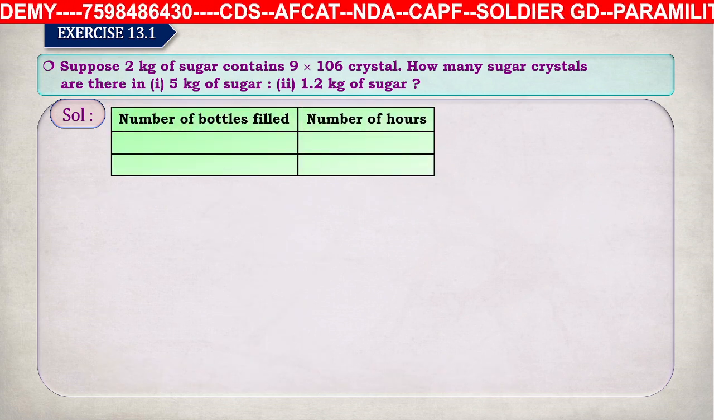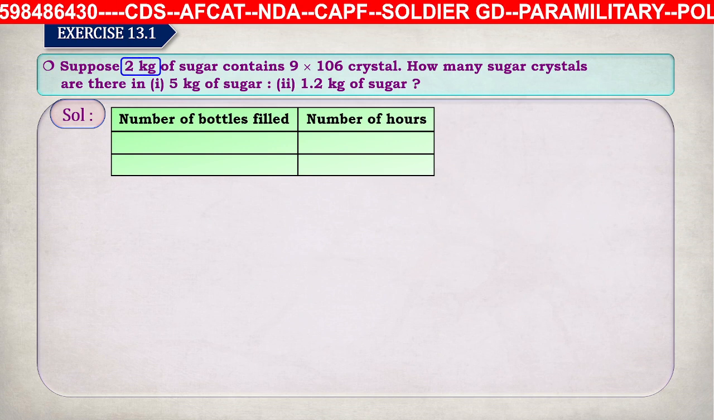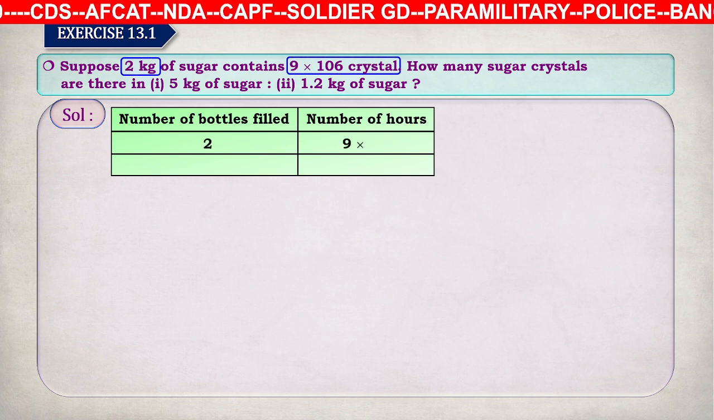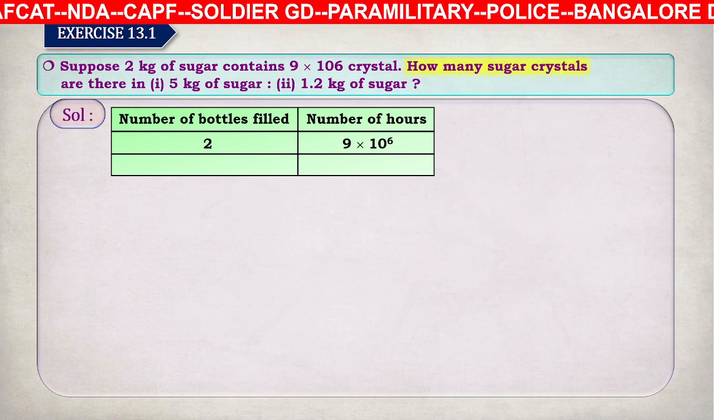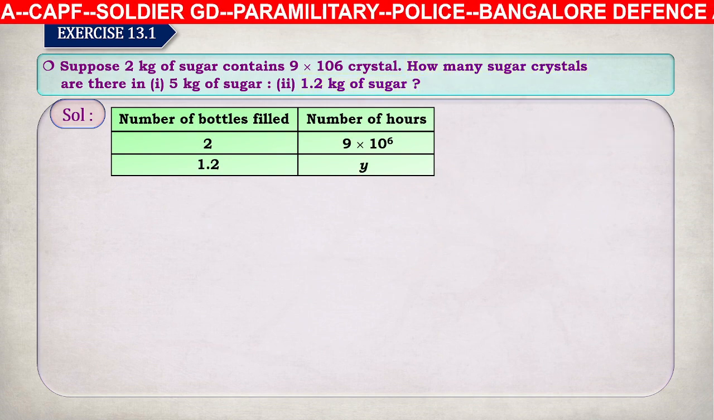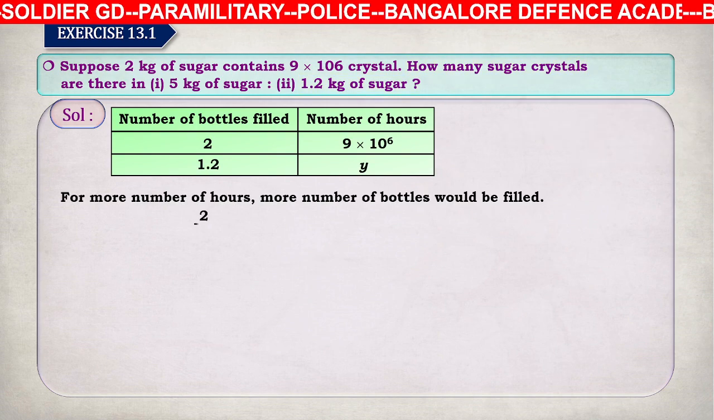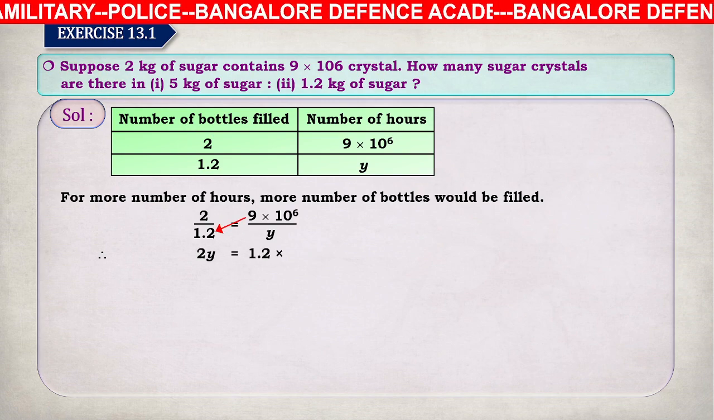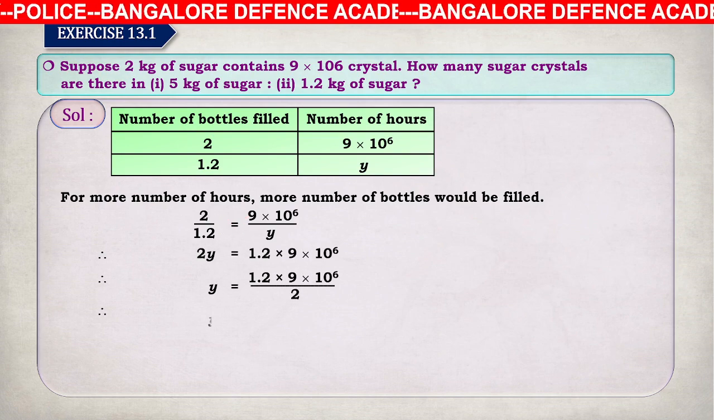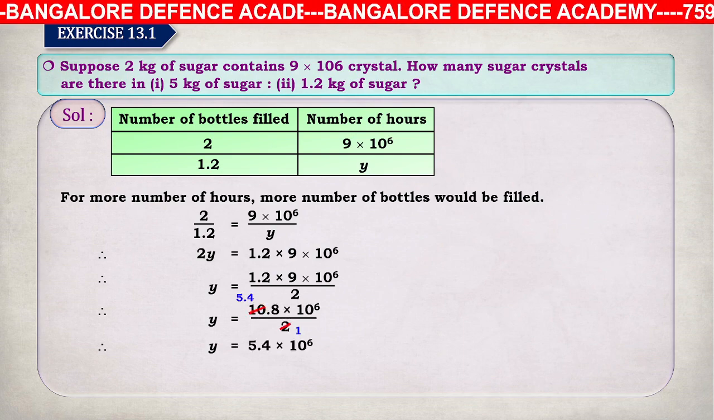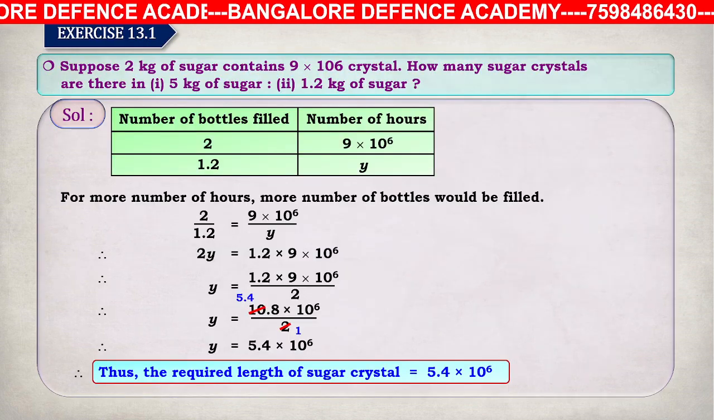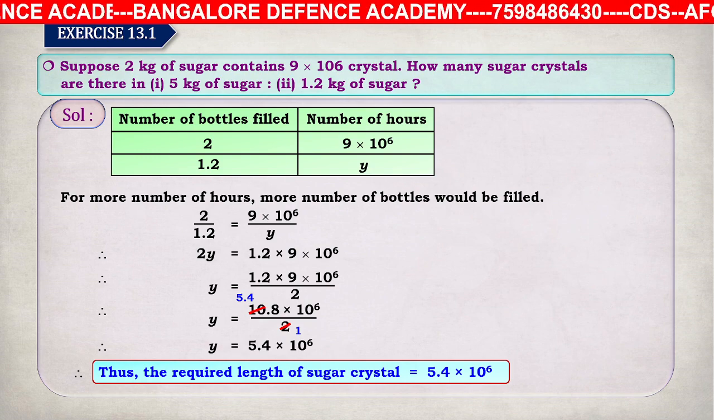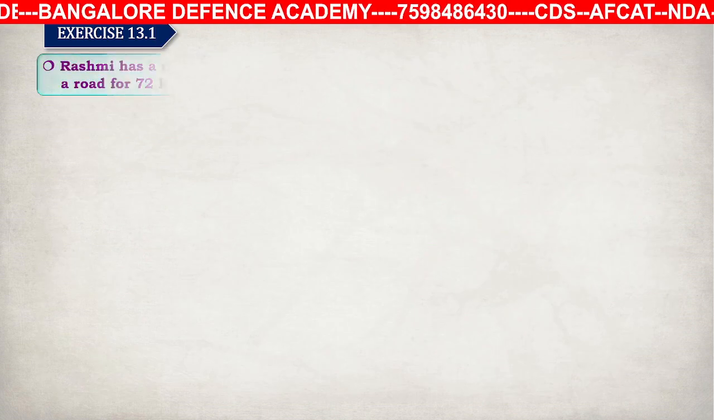Next, I have to find for 1.2 kg how much. For 2 kg it is 9 into 10 to the power of 6. So now I have to find for 1.2 kg how much. The same method, the same steps: taking the ratio, cross multiplying. When I cross multiply, you get the answer as 5.4 into 10 to the power of 6. You can do the mathematical calculation and try to find the answer.